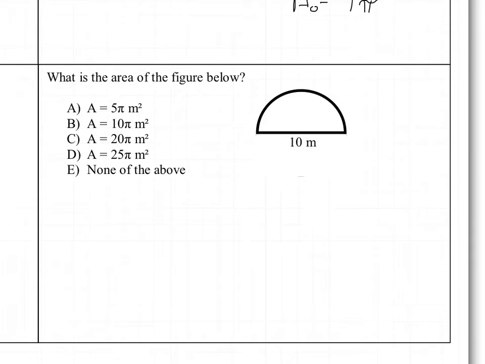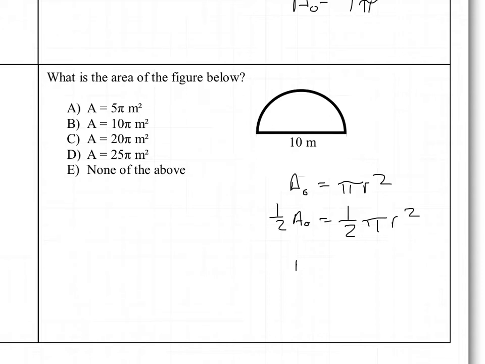Finally, we have one last, what is the area of this figure below. So we know that the area of a circle is equal to pi times r squared. So the area of half of a circle is going to be equal to 1/2 of pi times r squared. So I've written an equation. So this area is going to be equal to half of pi r squared. Now I'm going to plug into the equation.